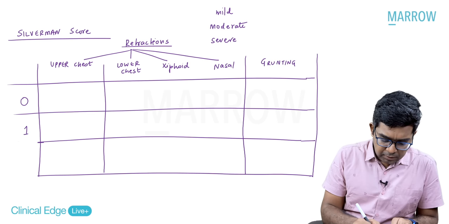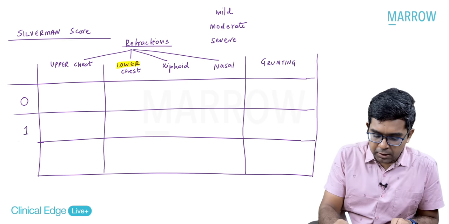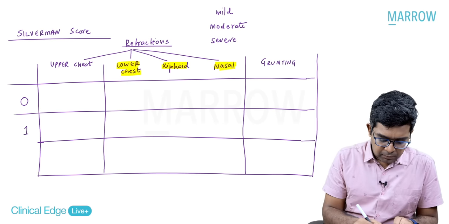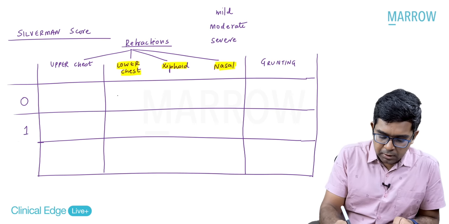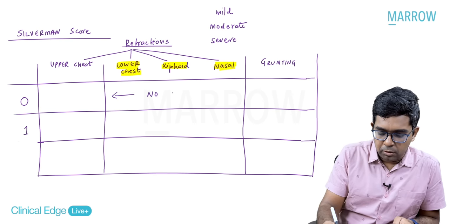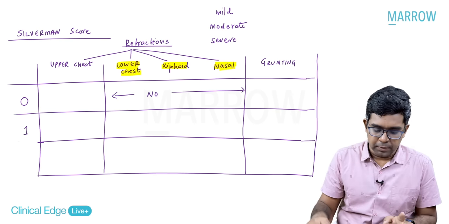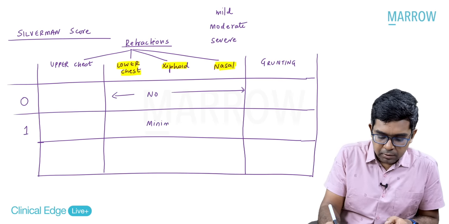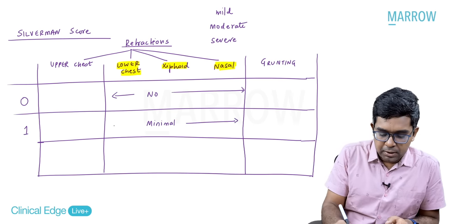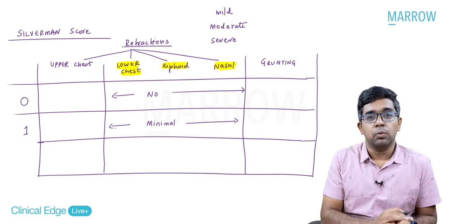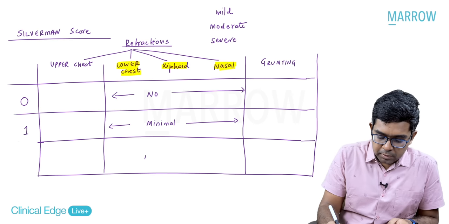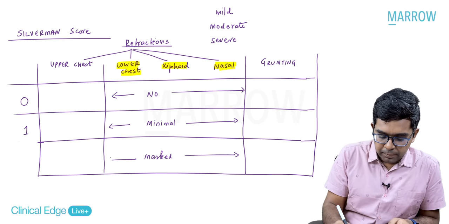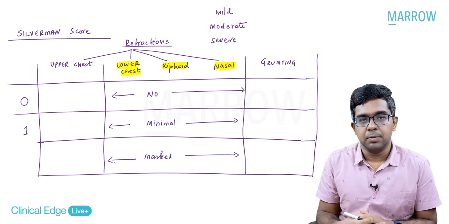Okay, to remember in a simplified way, the middle three things, namely the lower chest retractions, xiphoid retraction, nasal flaring can be considered together, where zero score means there are no retractions at all. Then one means minimal retractions, or we can remember it as just visible retractions. That is called one score. And two means marked or severe retractions in all these areas. This is what is for the retractions part.